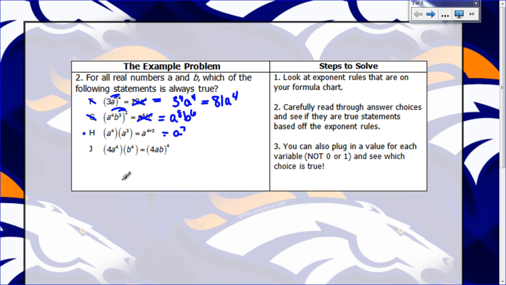So now let's look at J. For J, I'm going to have to multiply these together first and then see what happens. Well, if I multiply these together first, there's really nothing to multiply together. It's just the same thing as 4, a to the 4th, b to the 4th. But this whole thing is not to the 4th power because this 4 is not to the 4th power. So this doesn't match either. It's not J. So your answer is H.